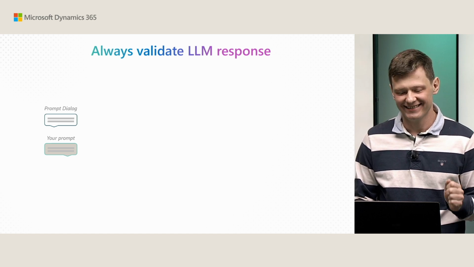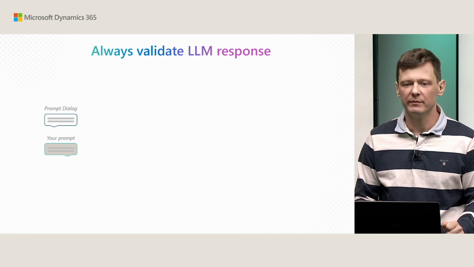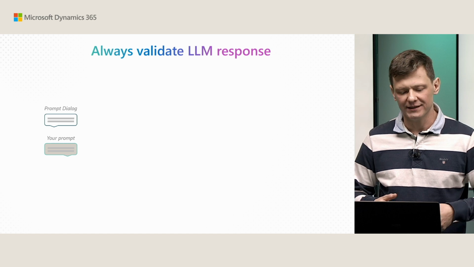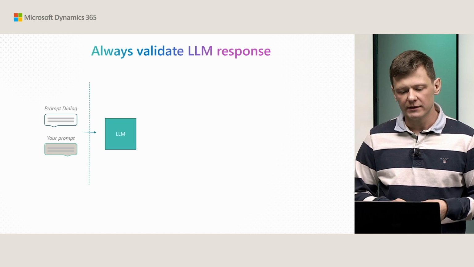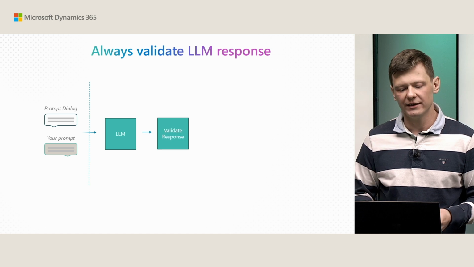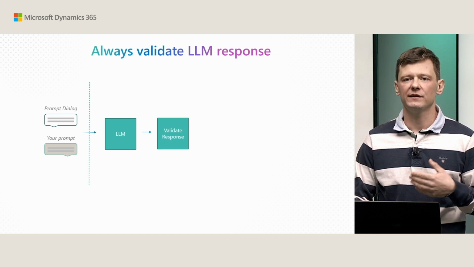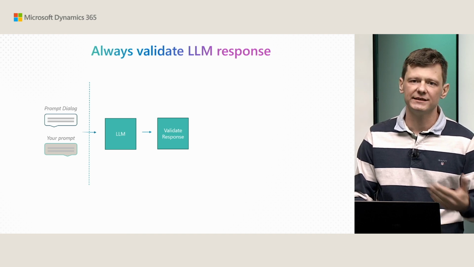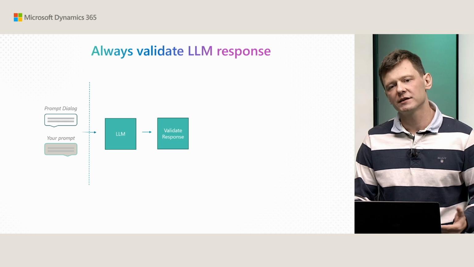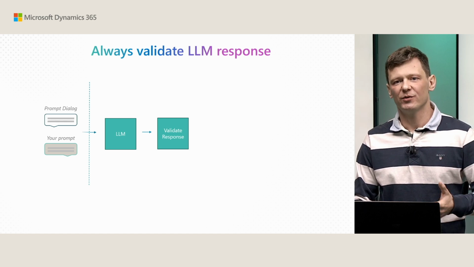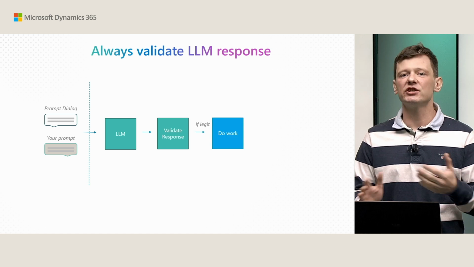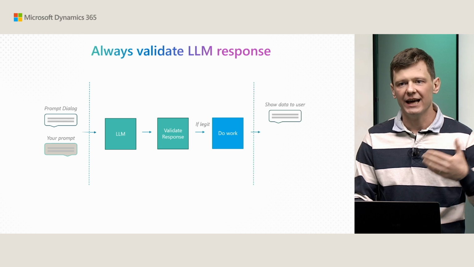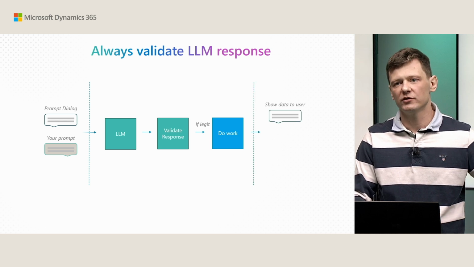Always validate the LLM response. So what do I mean by that? Imagine you build your prompt dialog, and imagine you have some prompt where you're asking the LLM something. The first thing you need to do is to validate that the response you got from the LLM is legit. There are many ways you can do it. For example, if you ask about distance or numbers or weather, you need to make sure that the response is talking about that. And if it's legit, you can continue your work, do some calculation, do some analysis, and eventually, at some point, give the response to the user.